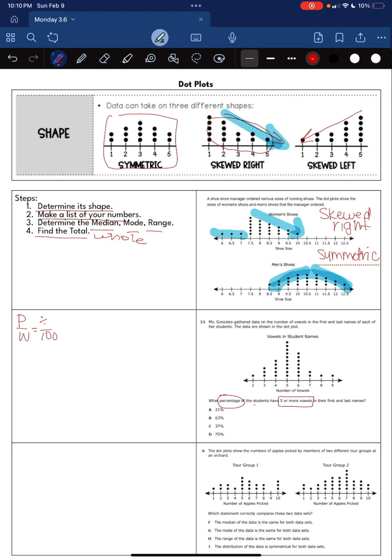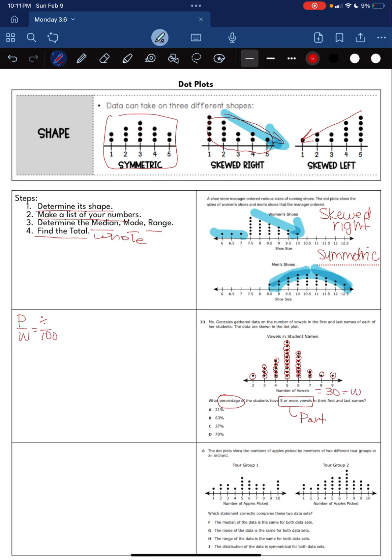We know that our part is the 5 or more vowels, okay? We can figure out our whole by just counting up all of the dots. 1, 2, 3, 4, 5, 6, 7, 8, 9, 10, 11, 12, 13, 14, 15, 16, 17, 18, 19, 20, 21, 22, 23, 24, 25, 26, 27, 28, 29, 30. There are 30, so that's my total number of vowels in students' names, which equals my whole.